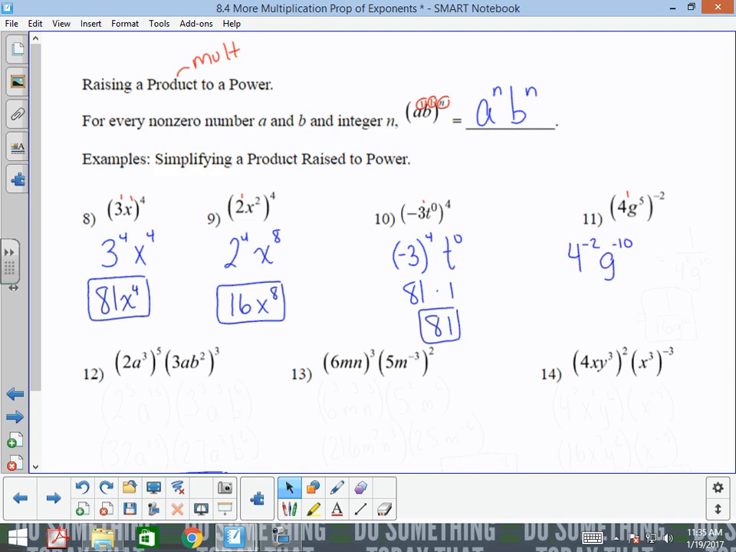They both have a negative exponent. So we're going to flip them both to 1 over 4 squared, g to the 10th, which is 1 over 16 g to the 10th. So both of them moved to the denominator. Their exponents became positive, and then we simplified the 4 squared.